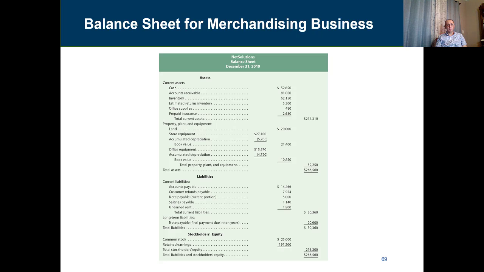Same thing for the balance sheet. The balance sheet, we expect to have it exactly similar to what we've seen in service businesses. So the only difference here, we see that we have inventory, which is the 62,150, and other than that, I think it's very similar to what we've seen before.